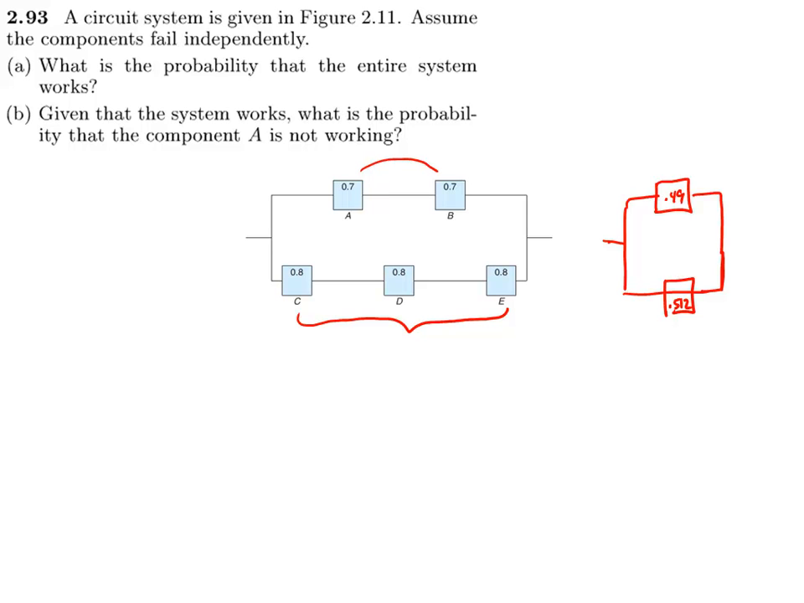Okay. So we now have the same circuit simplified. If we want to find the probability that this portion will not work, it is the complement, right? It's 1 minus 0.512. This is 0.488, and the probability that this portion will not work is 1 minus 0.49, so this is 0.51.